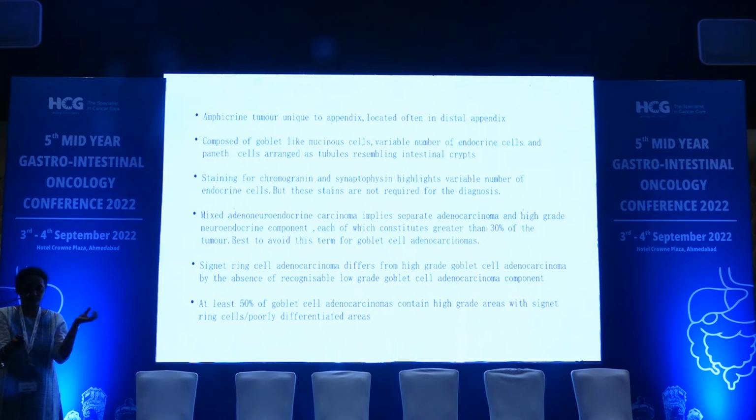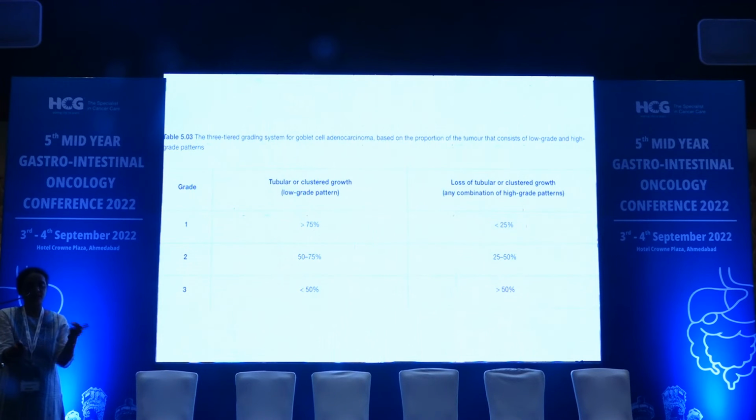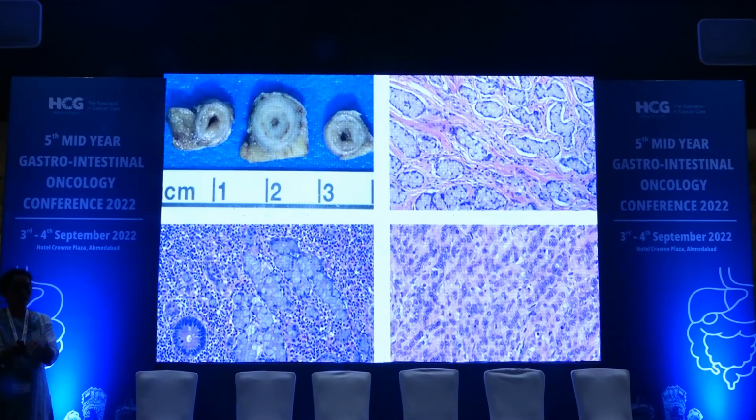Synaptophysin and chromogranin are always going to be positive. How we discern it from mixed neuroendocrine, non-neuroendocrine neoplasm is in a mixed neuroendocrine and non-neuroendocrine neoplasm, you would get morphologically and immunohistochemically distinct population of cells, tumor types, and each of that should be at least 30%. Signet ring cell adenocarcinoma differs from goblet cell adenocarcinoma by architecture. Signet ring cell would invade diffusely, and many a times poorly differentiated goblet cell adenocarcinomas can have a signet ring cell component. This is the grading of goblet cell adenocarcinoma: more than 75%, 50 to 75%, and less than 50%. So the topmost is grade 1, grade 2 and grade 3.